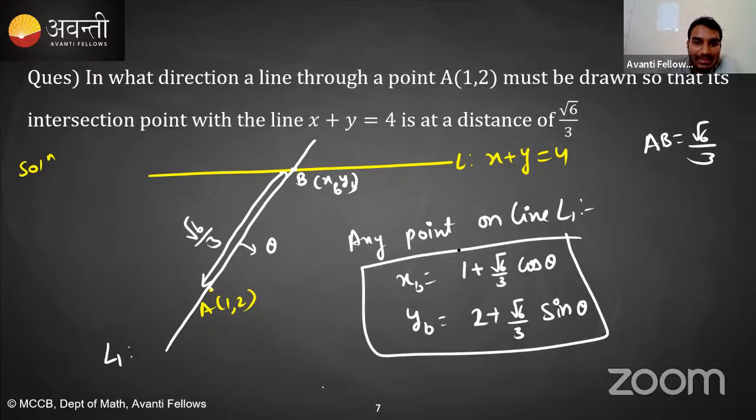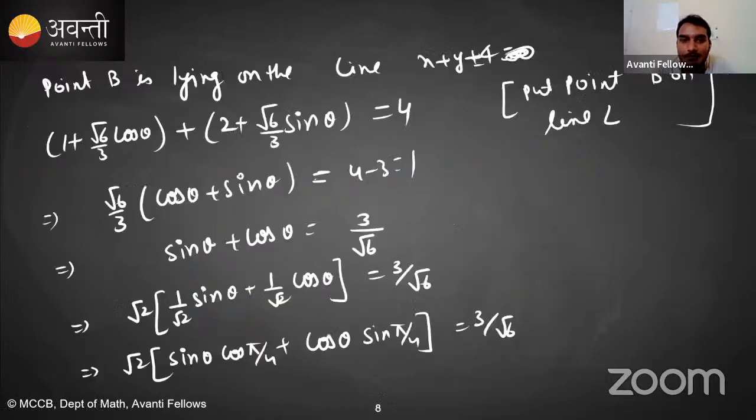So it means any point on this line can be written as x equals x1 plus r cos theta, and y can be written as y1 plus r sin theta, right? But this point is also lying on our given line L, x plus y equal to 4. It means if I put xB, yB in the given line, it should satisfy, yes or no? So now I just put the point B in the line. So here I got sin theta plus cos theta is equal to 3/√6. So I just have to find theta. So in trigonometry, you know that if I have to combine these two, what should I do?